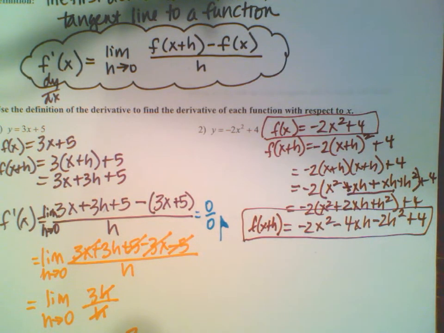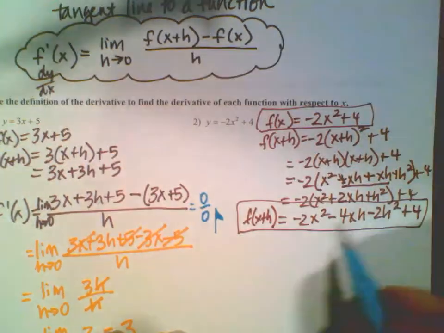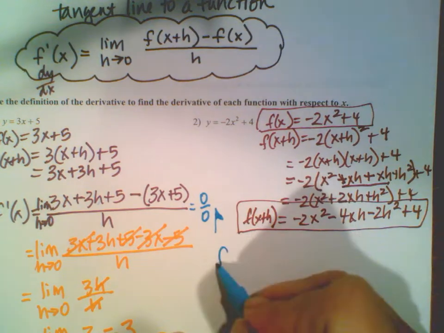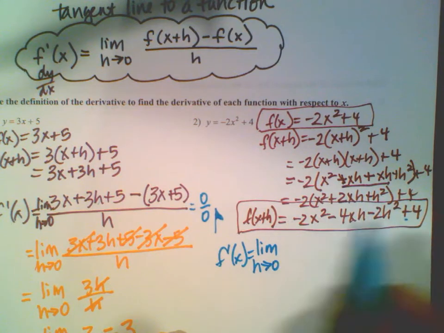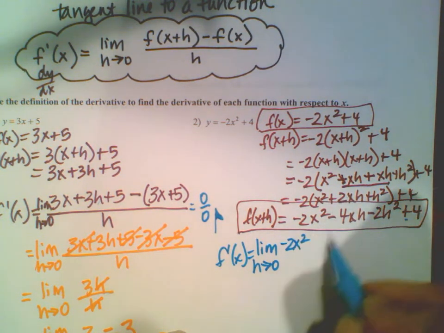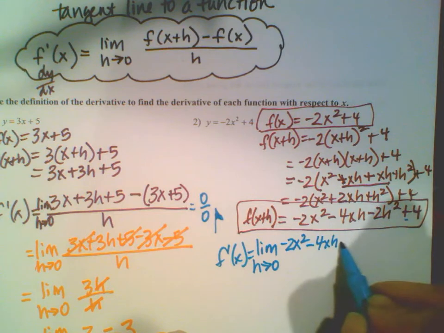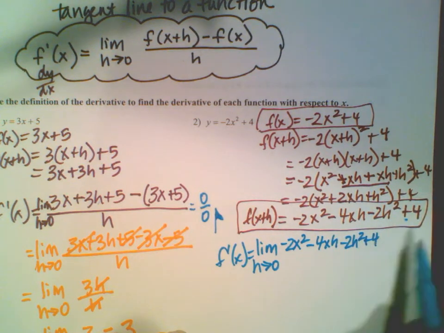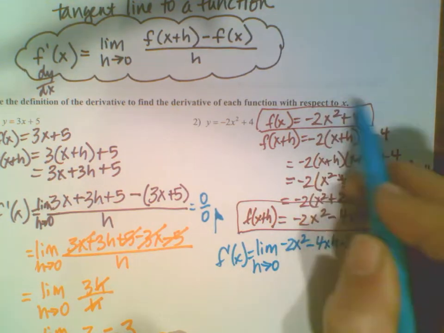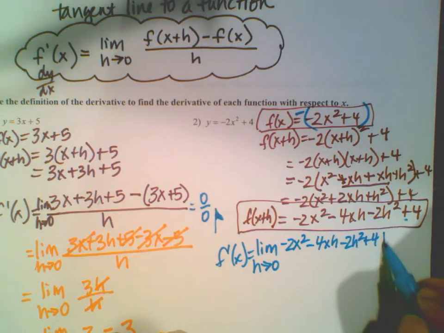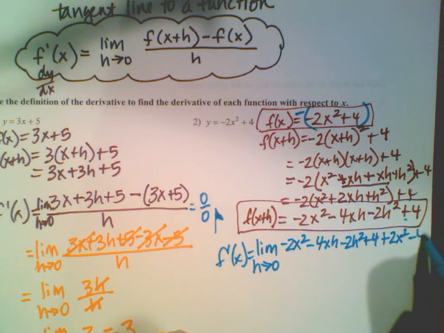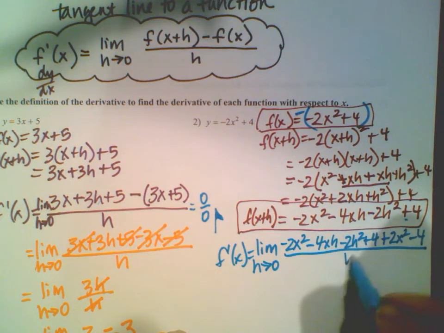Now, it feels like I've already done a lot of work, and yeah, I get it. We have done a lot of work already, but we're not even done. All we've done is plug that in, and now we actually have to put it in the formula. So now I'm going to do f prime of x equals the limit as h approaches 0 of f of x plus h, that's this part, negative 2x squared minus 4xh minus 2h squared plus 4, minus f of x. So I'm going to subtract everything right away because I'm going to be minusing this whole thing. So when I minus this whole thing, it's going to be plus 2x squared minus 4 all over h.